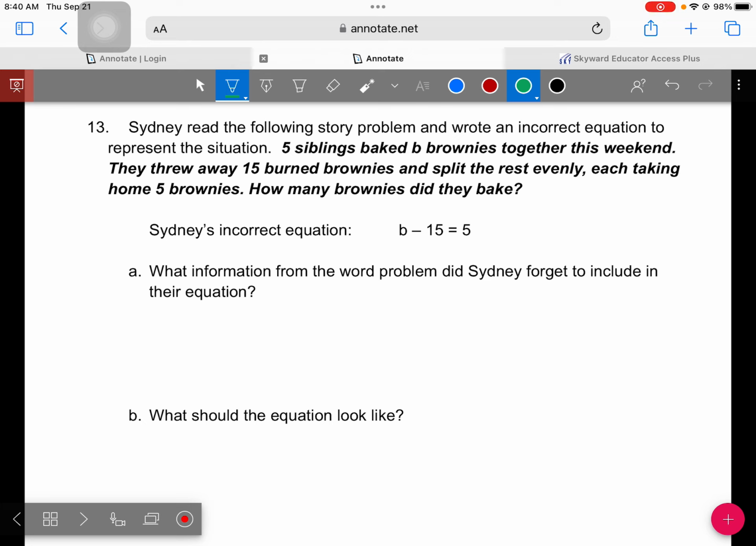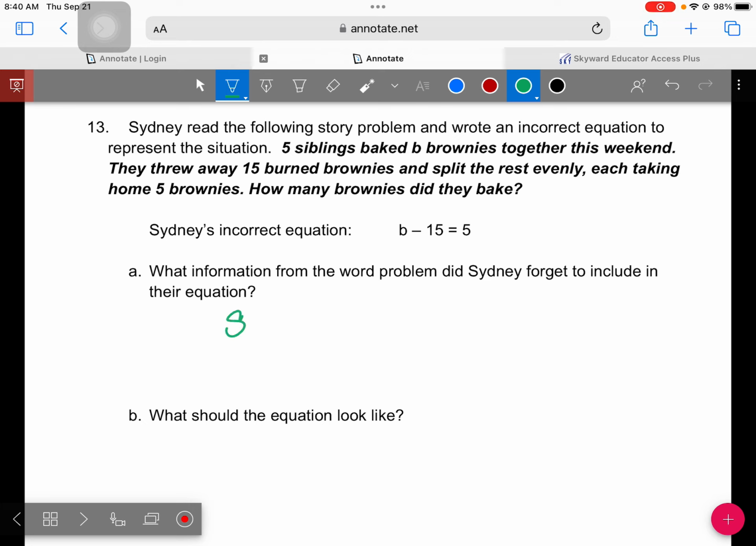Anyway, 15 burned brownies, split the rest evenly. Each taking home 5 brownies. How many brownies did they bake? What information from the word problem did Sydney forget to include in their equation? That they split the rest evenly.